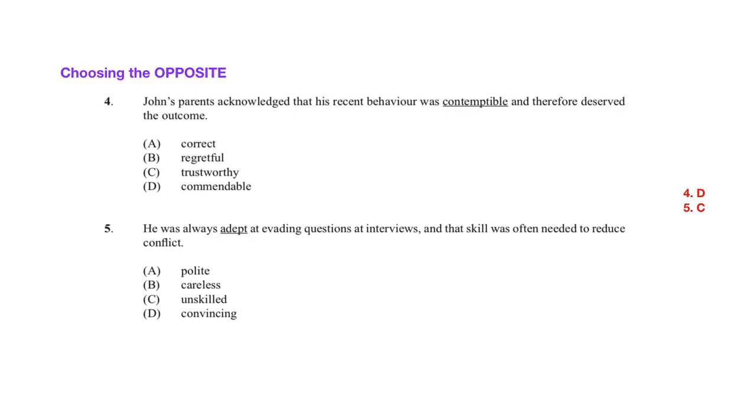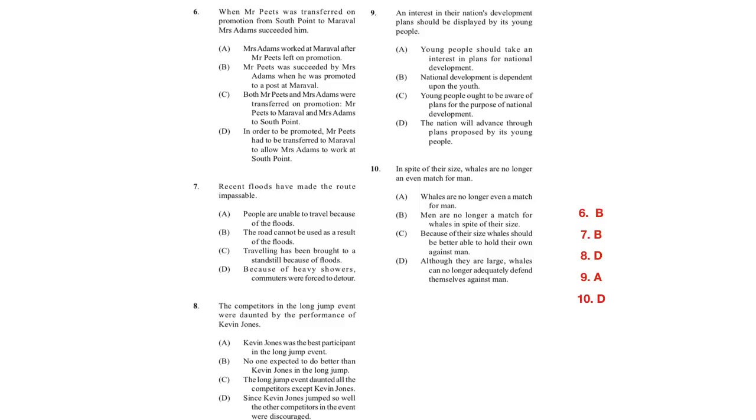So John's parents acknowledged that his recent behavior was contemptible. Contemptible means what? Horrific, terrible. So opposite of that would be commendable. So for D. Number 5, he was always adept at evading questions at interviews. So adept means skillful. So opposite of skillful would be unskilled. So C, 5C. Good. I really like these questions. With these questions here, you have to always be focusing. You have to try and remember what the original was saying before you can look at what the options are.